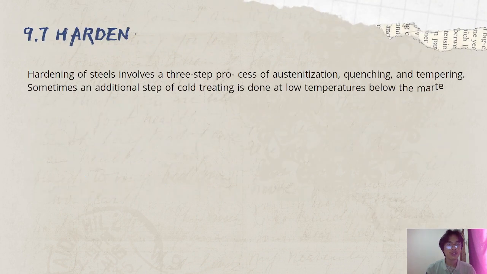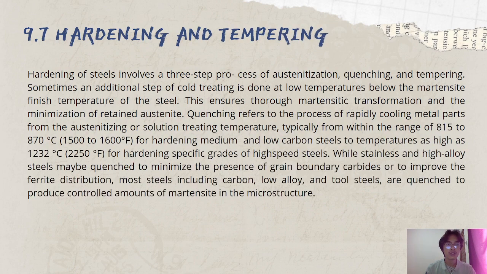In 9.7 is hardening and tempering. Hardening of steel involves a three-step process of austenitizing, quenching, and tempering. Sometimes an additional step of cold treating is done at a low temperature below the martensite finish temperature of steel. This ensures thorough martensitic transformation and the minimization of retained austenite.